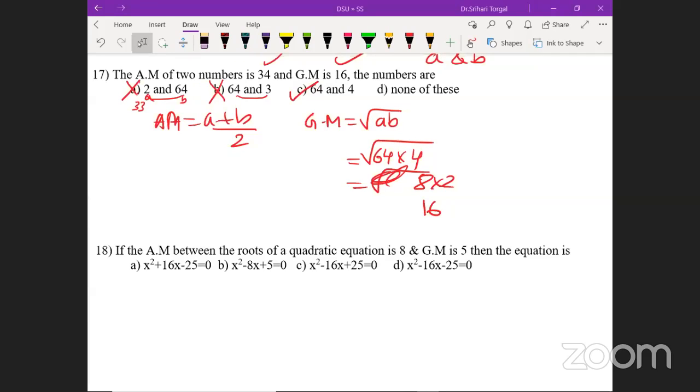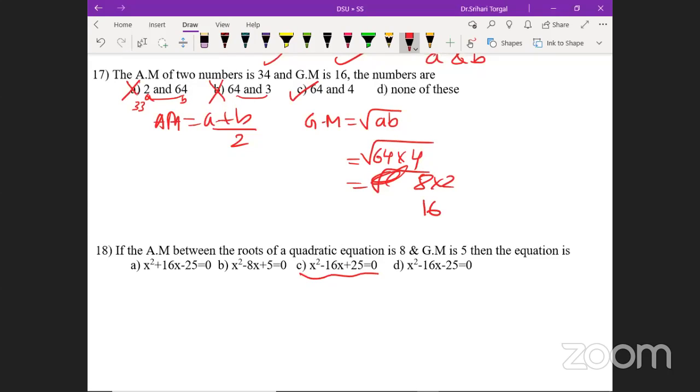Next question. Try to attend the next question. Correct. Option C is the right answer. Very good. Very good.